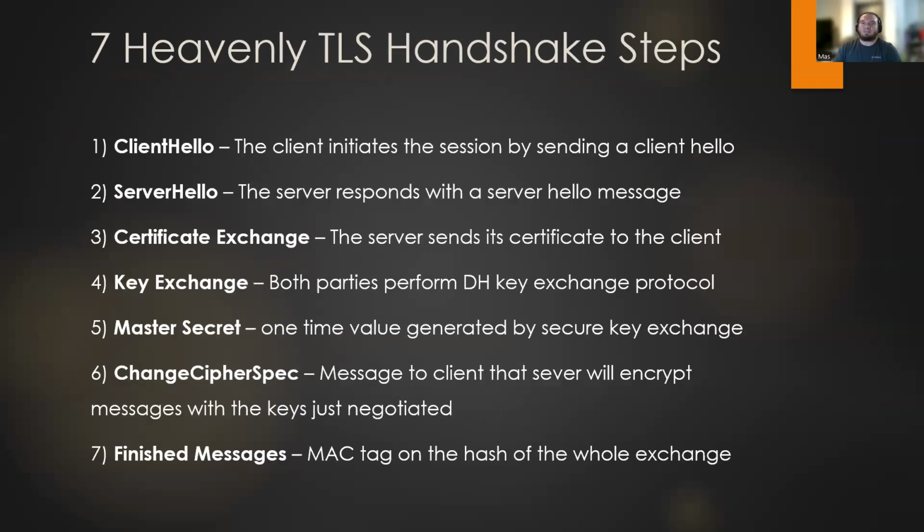The first step is the client hello message. This contains randomly generated data that is used to generate a master secret that the encryption will be derived from, as well as other information. The second step is the server hello message to the client. It also sends randomly generated data that will also be used to generate the master secret for the encryption keys, as well as other information too.